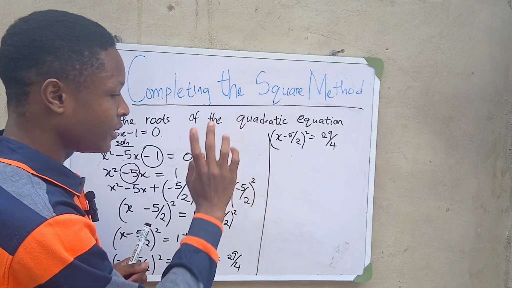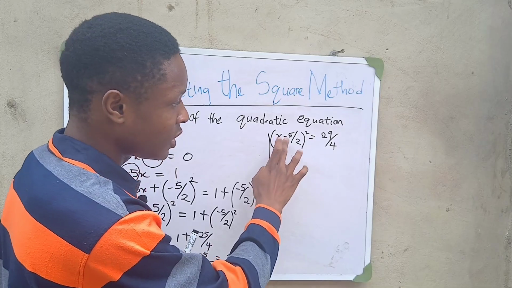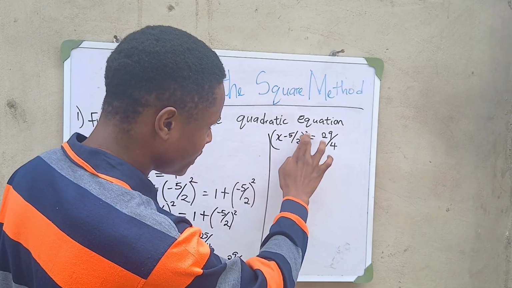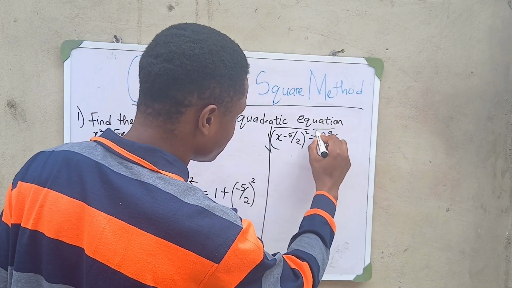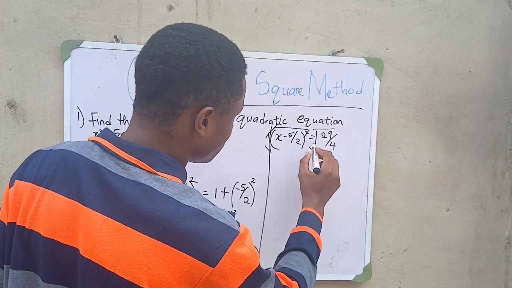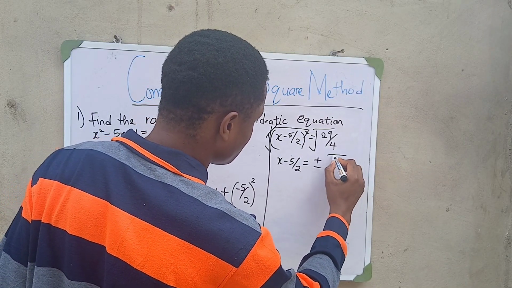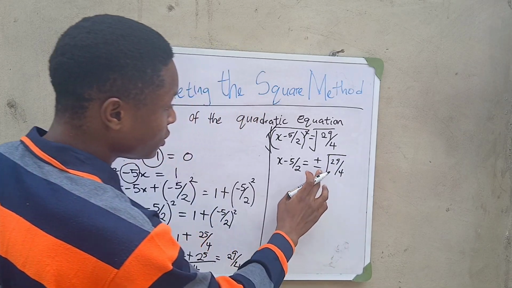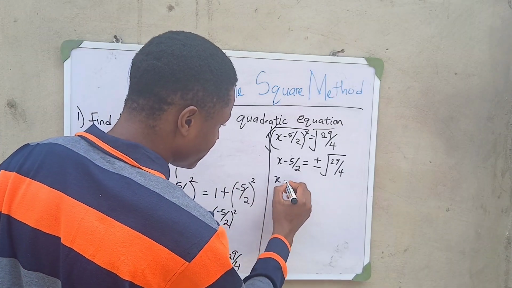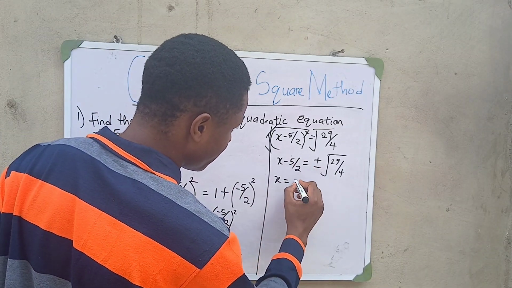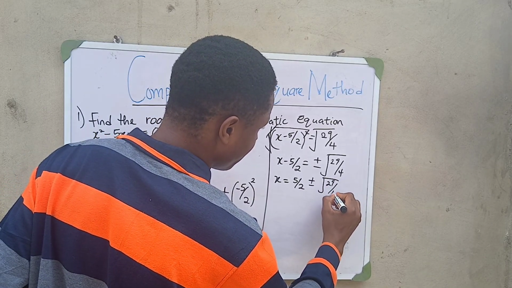Our aim is to find the roots. The roots of the equation are the values of x. So for us to find the value of x, we have to eliminate this square. We'll find the square root of both sides. So this will cancel, and we'll have x minus 5 over 2 equal to plus or minus the square root of 29 over 4. When you take the square root, you always have to add your plus or minus. That is very important. So x is equal to 5 over 2 plus or minus the square root of 29 over 4.